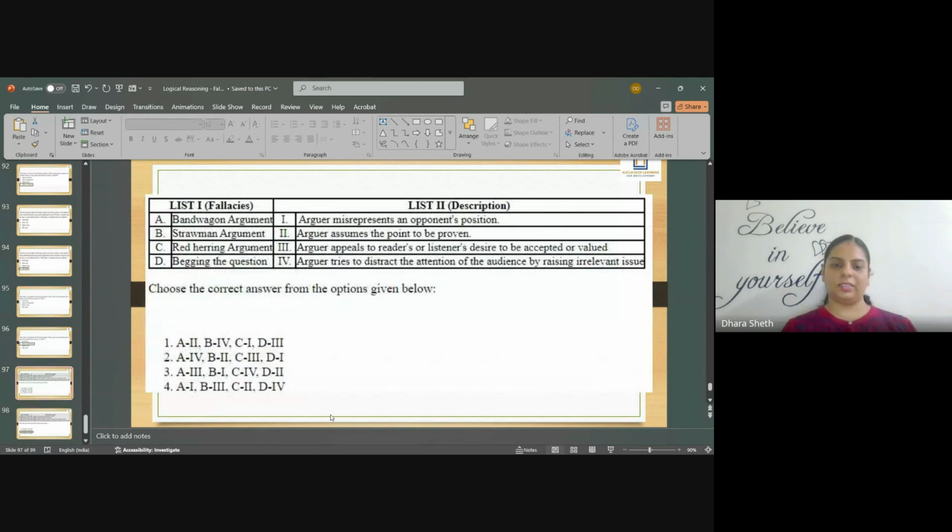Next, here you will find one policy which comes for the first time. The other three you would know. Bandwagon argument, strawman argument, red herring argument, begging the question. I'll just increase the font size.